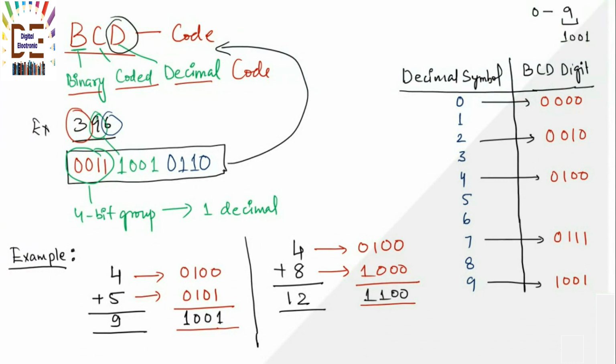But in decimal BCD, we do not have a 12. We have only symbols starting from 0 to 9. We do not have a 12. So you can see that we don't have the number 12 in BCD. We have numbers only from 0 to 9.